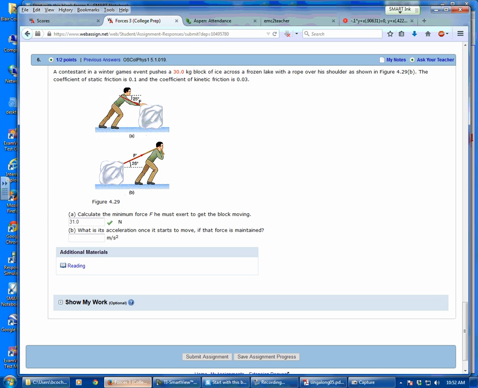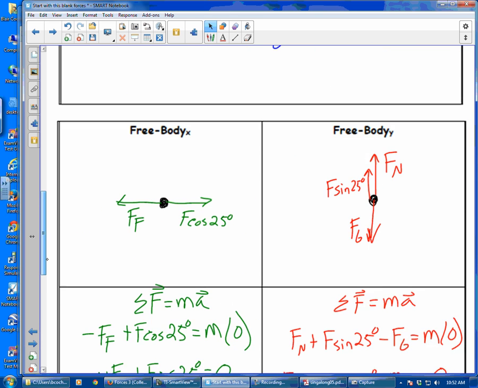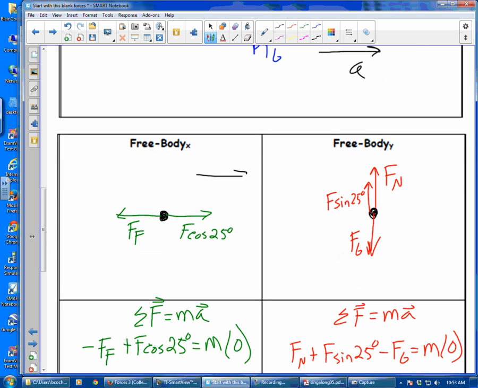Okay. What is its acceleration once it starts to move if that force is maintained? So in this case, really the only thing that's changed about the whole scenario is the friction. Once it starts to move, the frictional force will be reduced. The normal force isn't going to change, F isn't going to change, the gravitational force isn't going to change, but we're going to accelerate now. So we would have an acceleration in this direction, and that would show up over here.